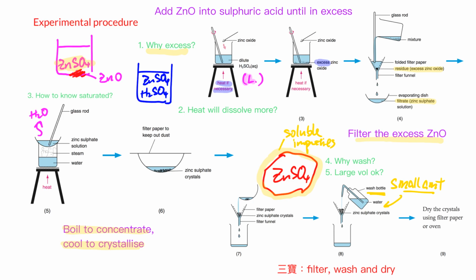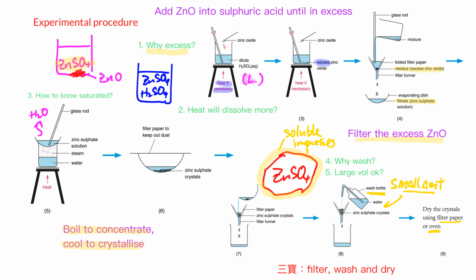Can we use a large volume to wash it? Remember, the salt that we are preparing right now is a soluble salt. A soluble salt will dissolve if you use a large amount of water to wash it. So avoid using a large volume of water to wash it. Finally, you get the crystals. They will be a little bit wet, so you may either use filter paper to dry it, or you can use an oven to dry it.